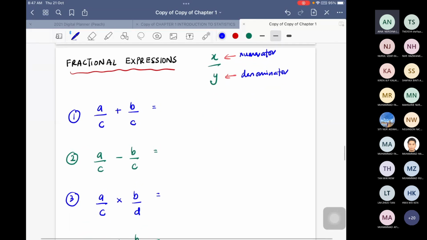And of course, untuk fractional pun, kita boleh ada operasi tambah tolak darab bagi, but the way how you deal with them is going to be slightly different.